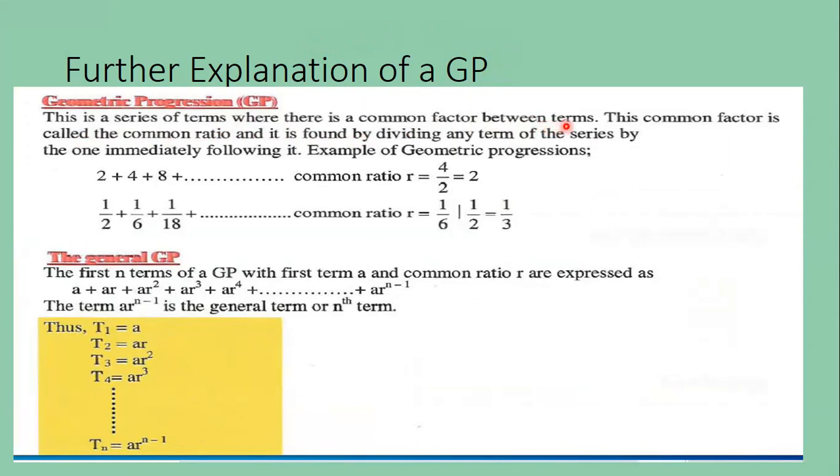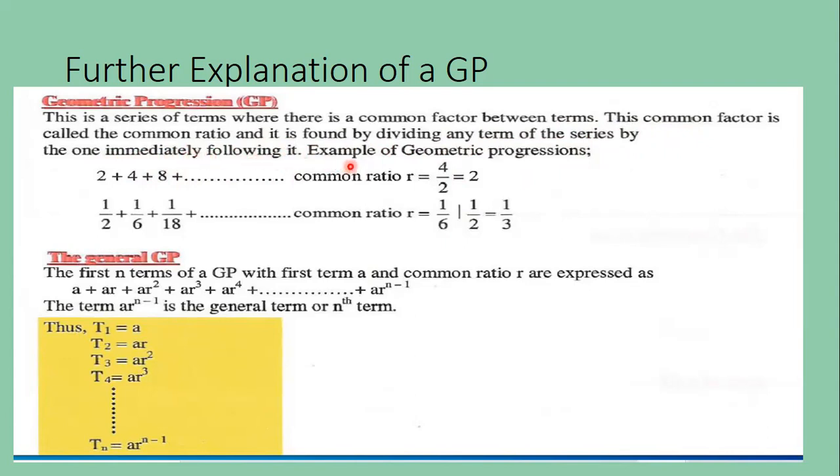The definitions are very important because once you understand your definitions, you'll be able to get answers right from a definition. So I encourage you to understand the definition. This common factor is called the common ratio, and it is found by dividing any term of the series by the one immediately following it.